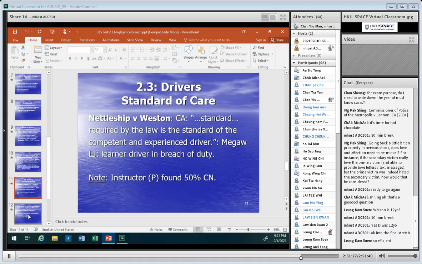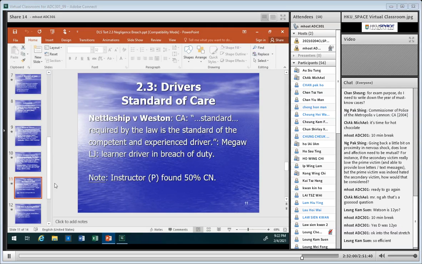Nettleship and Weston is a must-know case, and it's a must-know case in any situation involving drivers because it gives us the standard of care for car drivers. Okay, now unfortunately your course manual is a bit weak on Nettleship and Weston. It does actually mention it at the bottom of page 32. It also mentions it right at the beginning of chapter 2. Down the bottom of page 32, it does give you the facts of Nettleship and Weston.